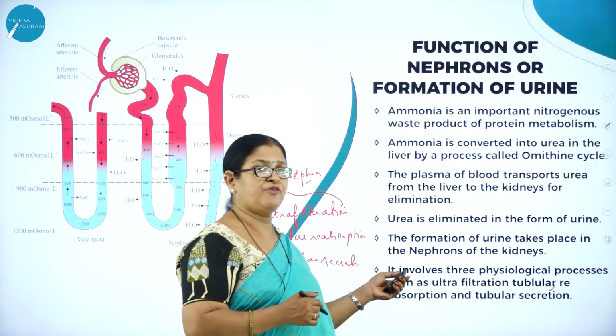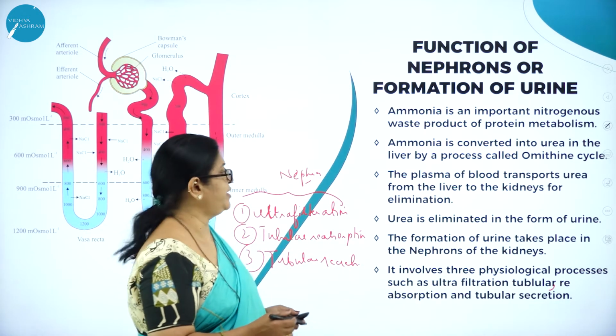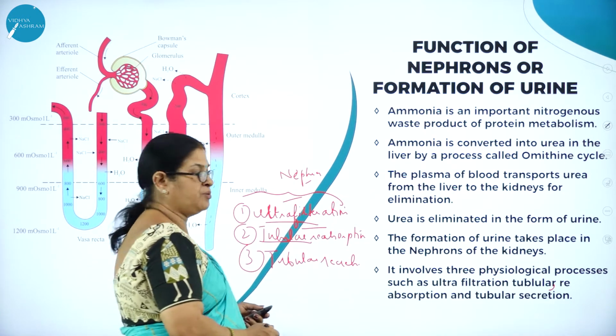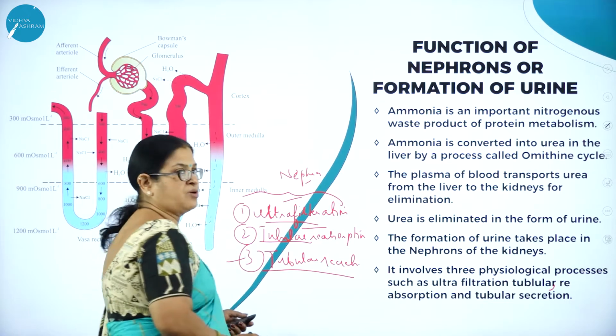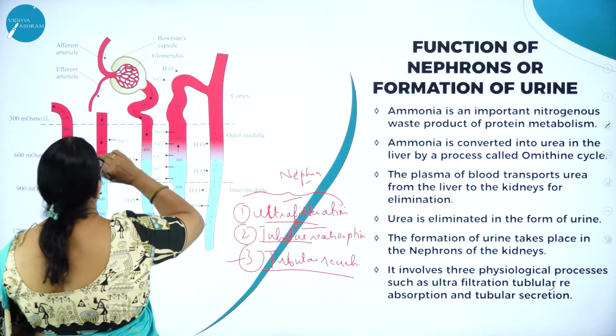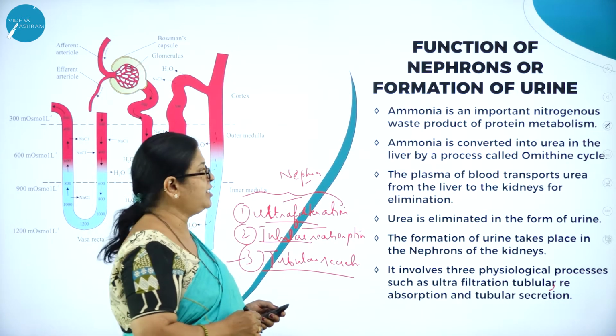The process of formation of urine takes place in the nephrons of the kidneys. So it involves three very important physiological processes. One is called ultrafiltration, second one is called tubular reabsorption, and third one is called tubular secretion. So here you can see how the process of formation of urine will take place.